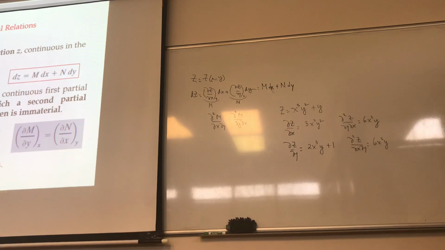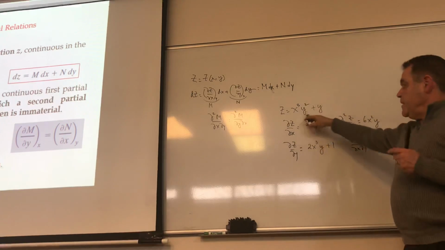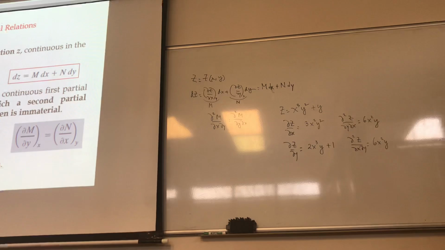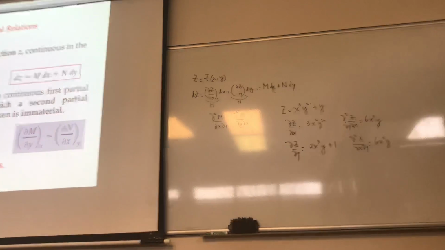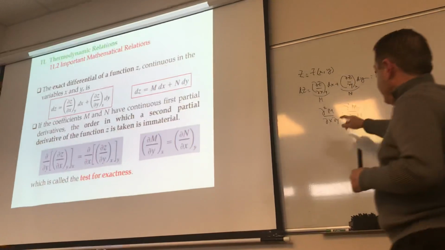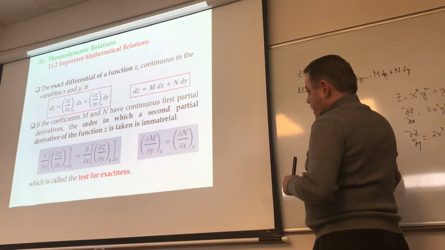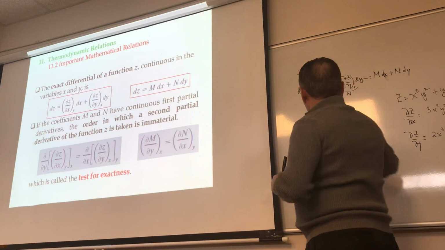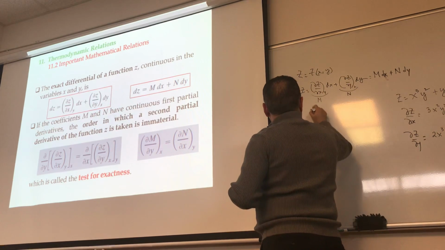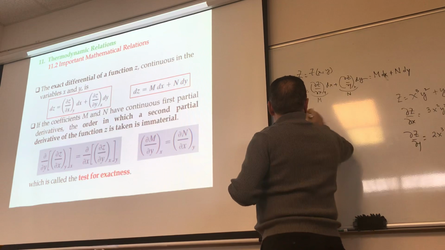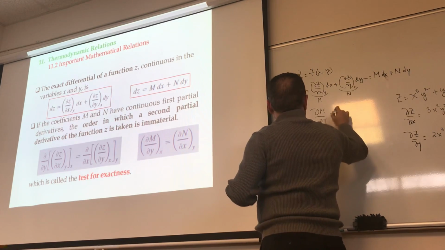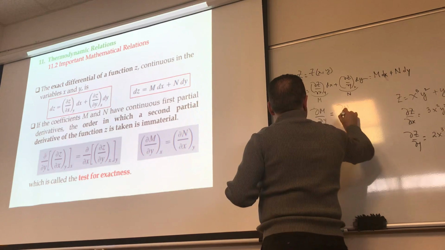It's a very important point because these are continuous functions, right? There's no break in the function, etc. So if the coefficients M and N have continuous first derivatives, then that means that ∂M/∂y is equal to ∂N/∂x.